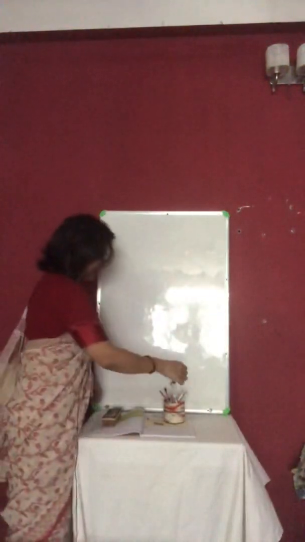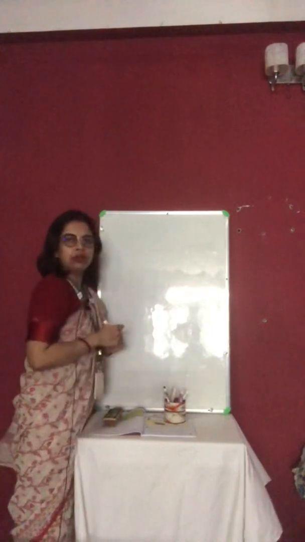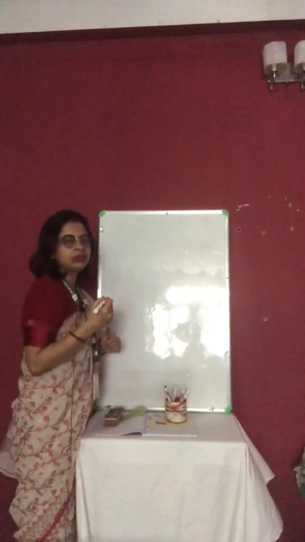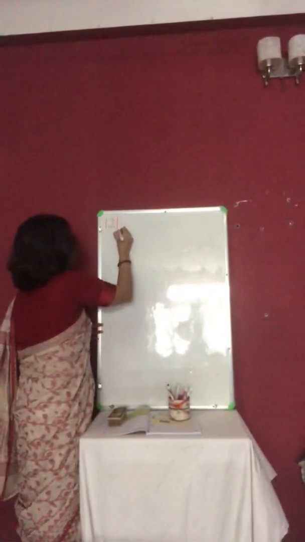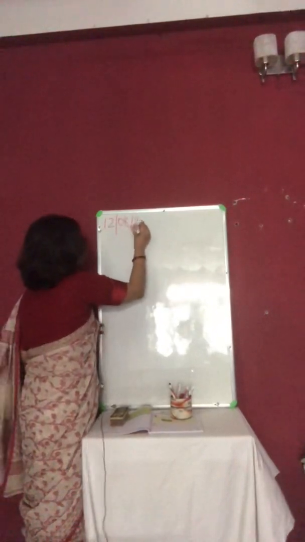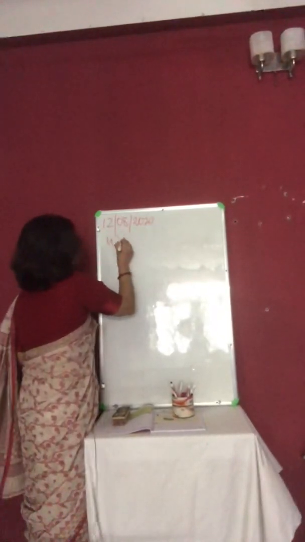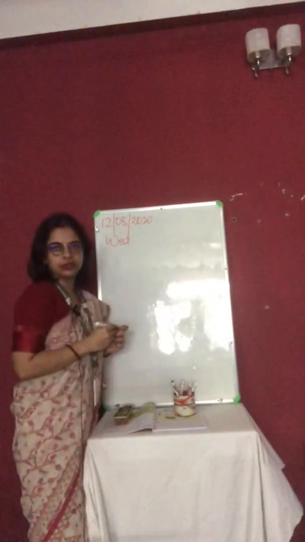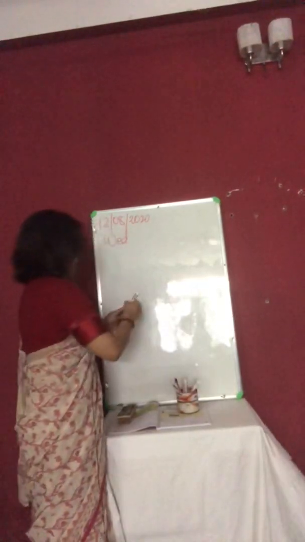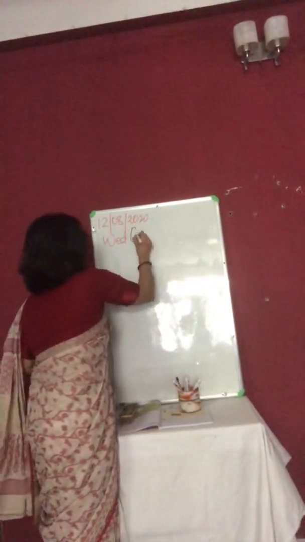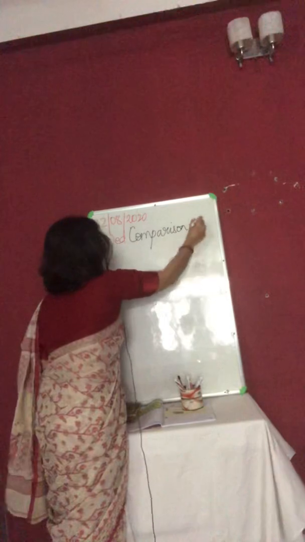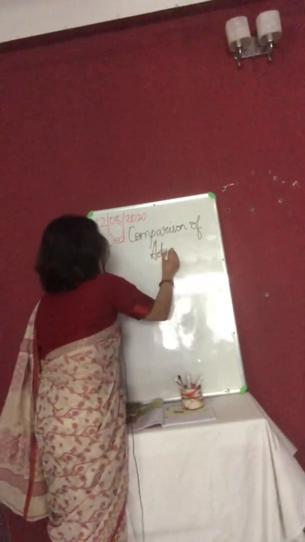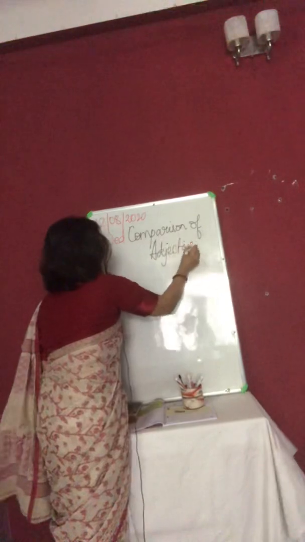Let me write down the date. I hope my board is visible. It is not shining much. Today is a rainy day. The date is 12th of August and Wednesday. What we are going to do is comparison of adjectives.